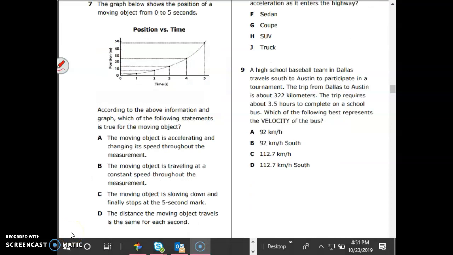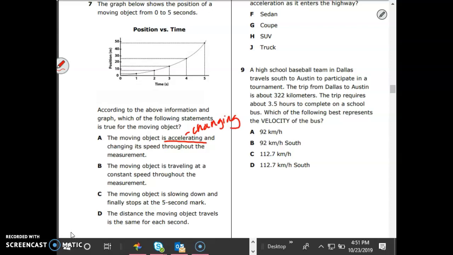Okay, number 7. The graph below shows the position of a moving object from 0 to 5 seconds. According to the information on the graph, which of the following statements is true for the moving object? The moving object is accelerating. In order to accelerate, that means it's changing its speed.